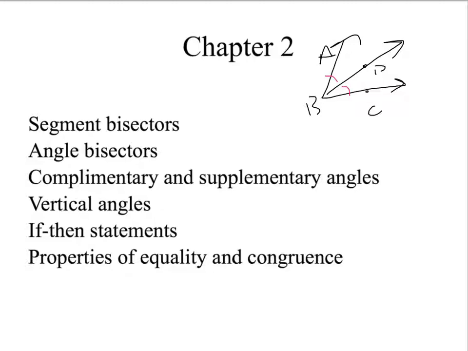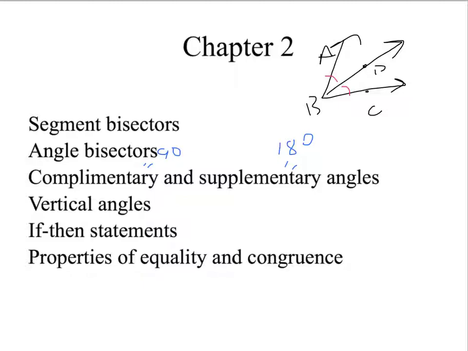Complementary and supplementary angles. This is something that I think is easy to mix up. Supplementary angles add up to equal 180 degrees, and complementary add up to equal 90 degrees. So complementary equals 90 degrees. I have seen on a few of the more recent tests that some people had complementary angles add up to 80 degrees or 100 degrees. Not there. 90 degrees for complementary angles. Supplementary angles, 180 degrees.